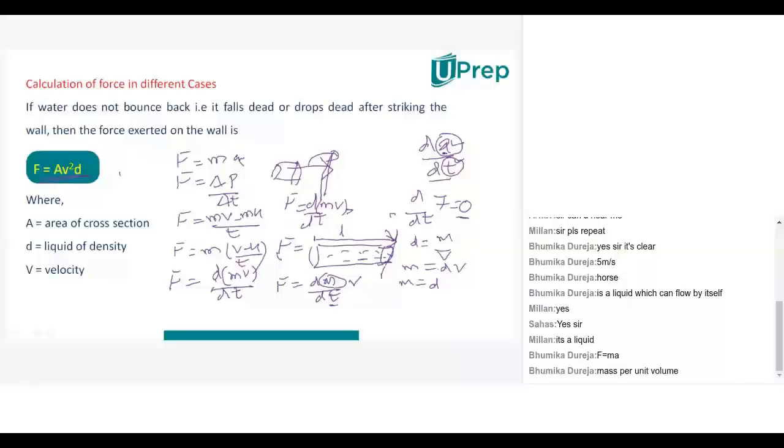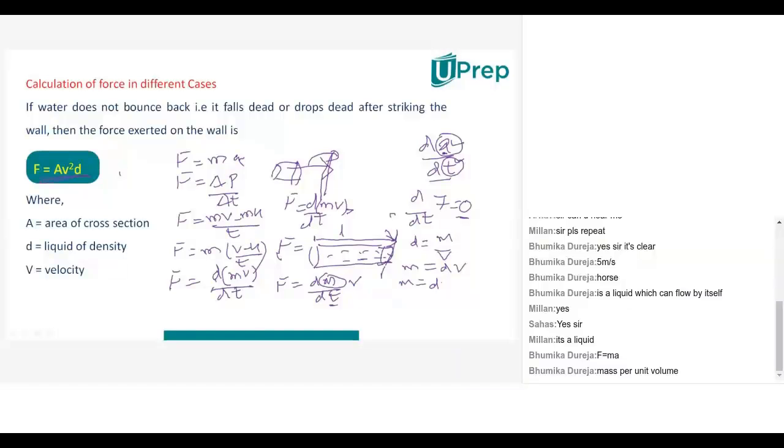Of a cube: length into breadth into height. Very good. What can I write for length into breadth? Area. Very good. So mass is equal to density into volume.